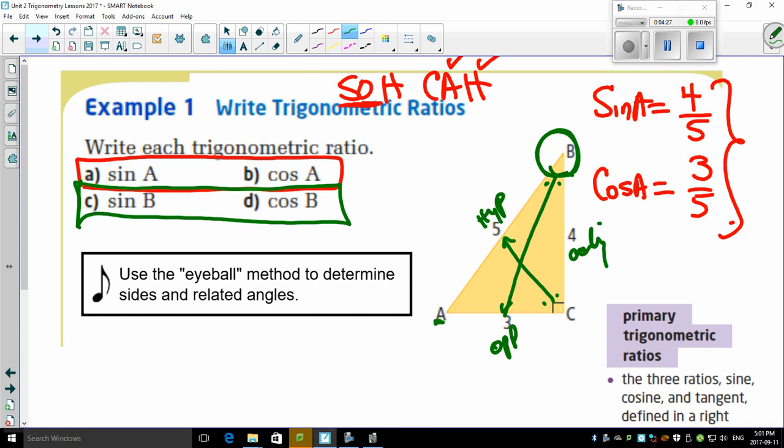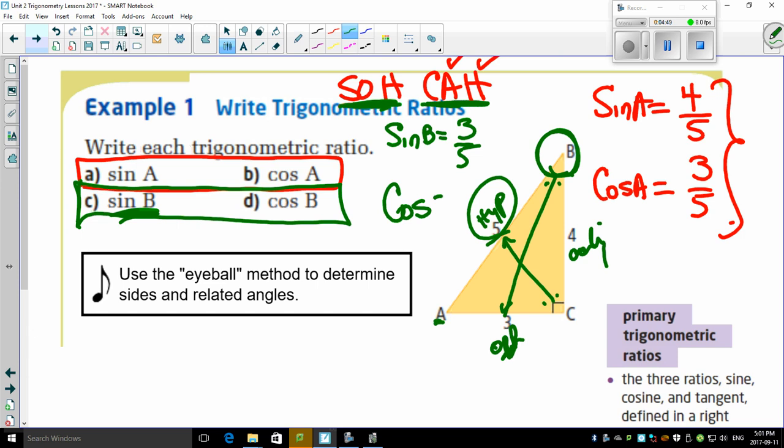Okay? So let's go back. Let's do the sine. Sine, SOH, of B. So the sine of B is opposite, right over here, over hypotenuse right here. So this is now 3 over 5. The cos, which is CAH, of B, is your adjacent, which is 4, over your hypotenuse. I'm just going to squeeze it in there. 4 over 5. Okay?